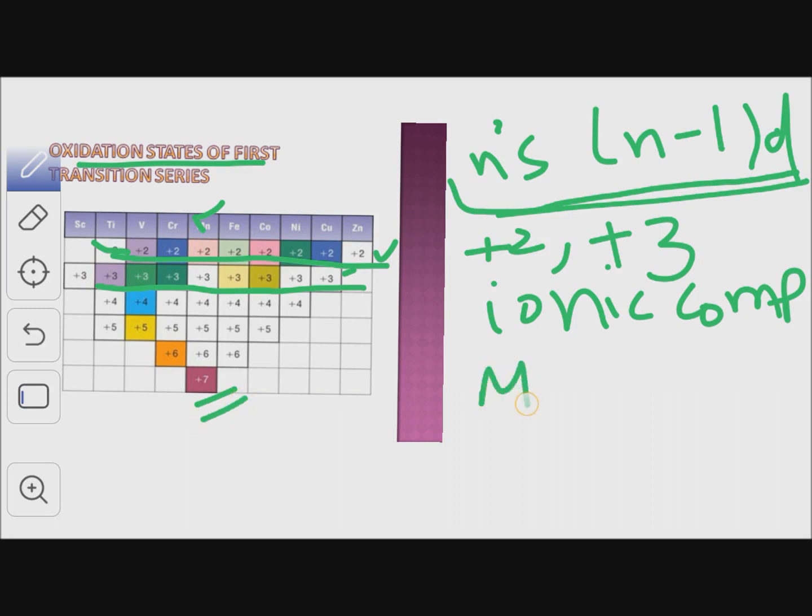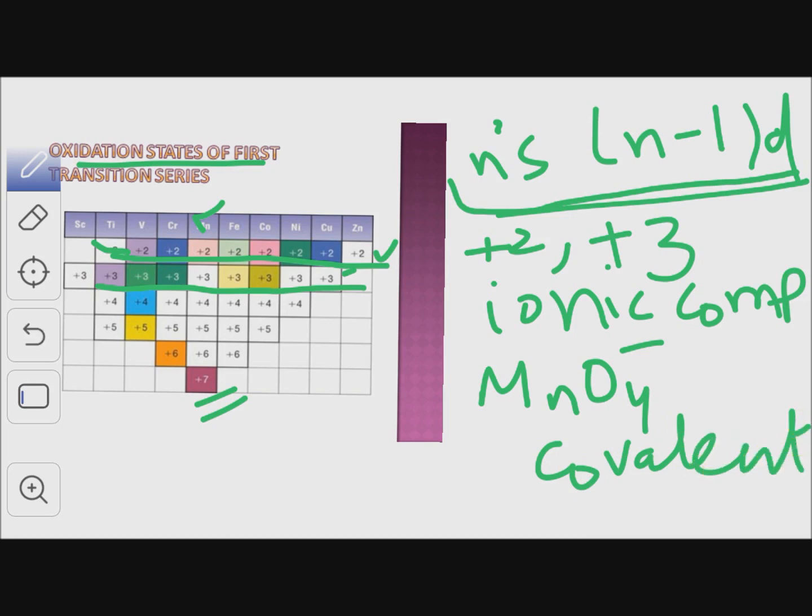in permanganate ion, it forms a covalent bond. Here, the oxidation state of manganese is +7. It means when the oxidation state increases, covalent character increases. Tendency to form covalent bonds increases and ionic character decreases. And in lower oxidation states, transition metals form ionic compounds, and in higher oxidation states they form covalent compounds.